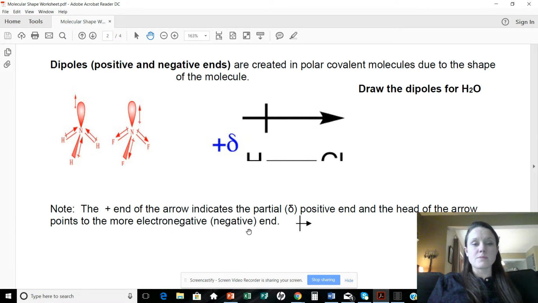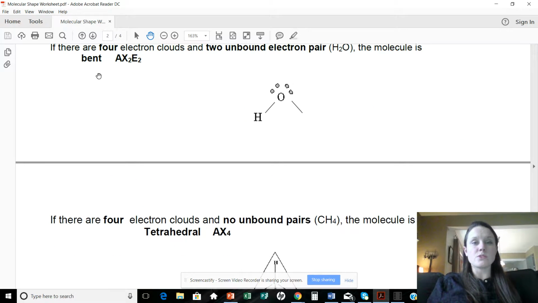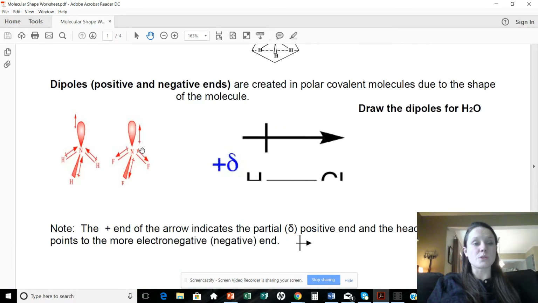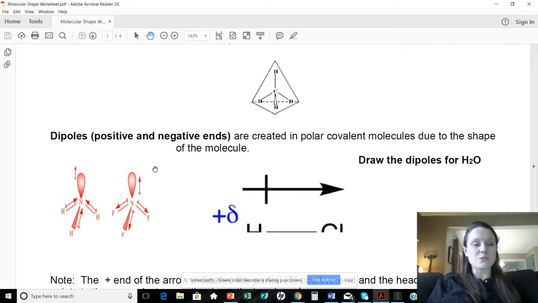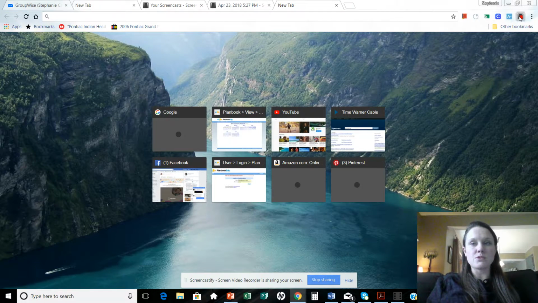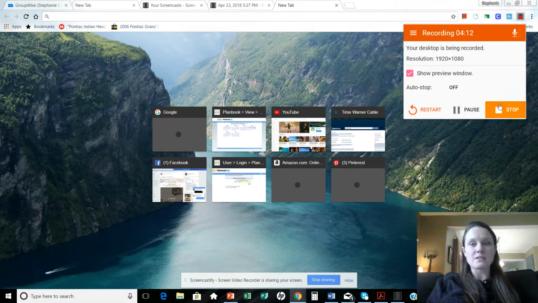All right, and now we're going to talk about dipoles. So that was a quick and dirty review of AX notation. You guys are going to have AX notation charts given to you during class today as you work on this assignment. So that was a quick review of that. Now we're going to review something called a dipole. Okay. Hang tight here and we'll review dipoles in just a second.